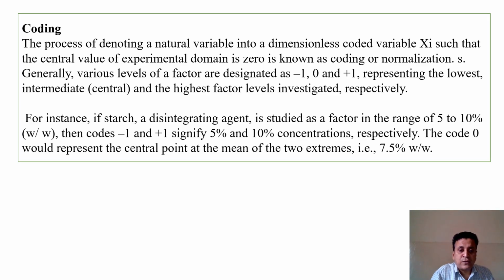Now the levels of the independent variables of the factors can be coded as -1, 0 or +1. The lower is -1, the middle or the intermediate range is 0 and the highest range is called as +1.